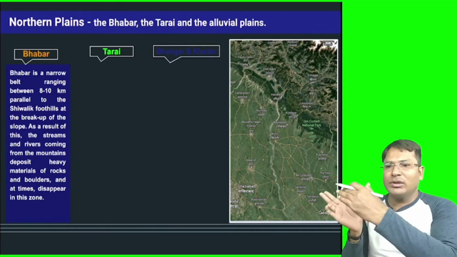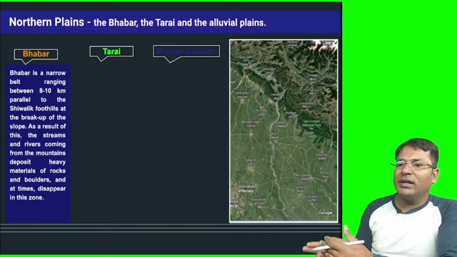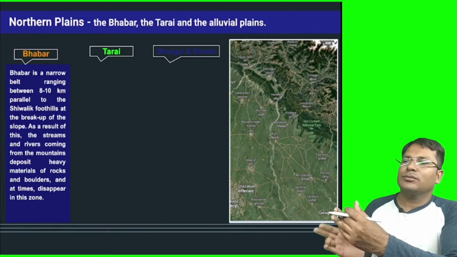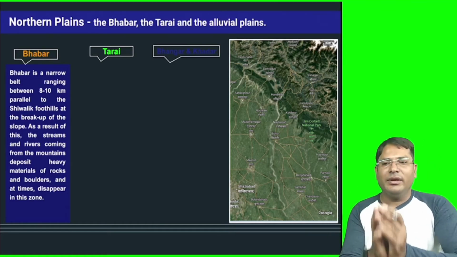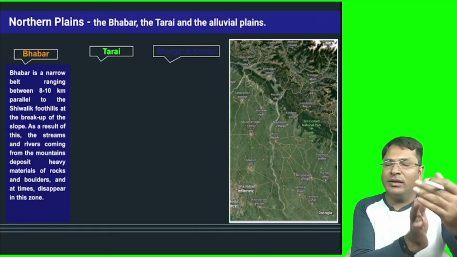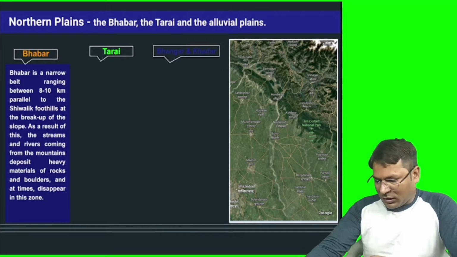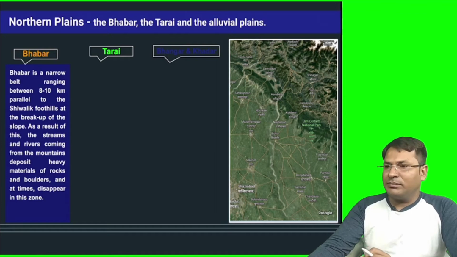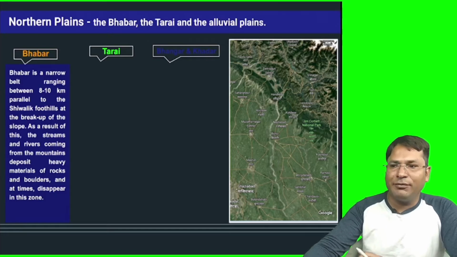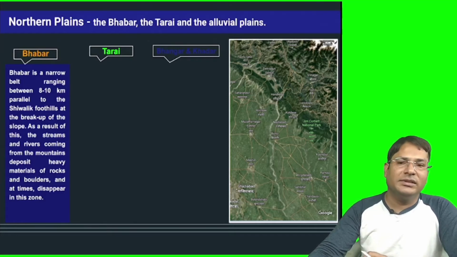So the belt at the foothills of the Shivalik mountains is part of the northern plains, and that is called the Bhabar. We can say that Bhabar is the joining area of the Himalayan mountains and the northern plains. As a result, the streams and rivers coming from the mountains deposit heavy material of rocks and boulders, and at times disappear in this zone.